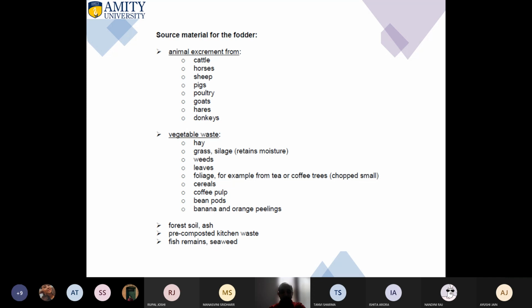So here in the slide, you can see animal excreta from cattle, horses, sheep, pigs, poultry, goats, hares and donkeys, but they have not talked about any other animal here. That is a very common reason, because there are some materials which are actually not good for the compost as well as for the worms. The reason being, worms will act upon the material, that is fine, but any animal excreta may contain microorganisms which are really not good for the worms as well.